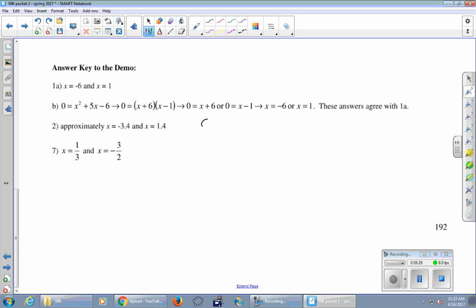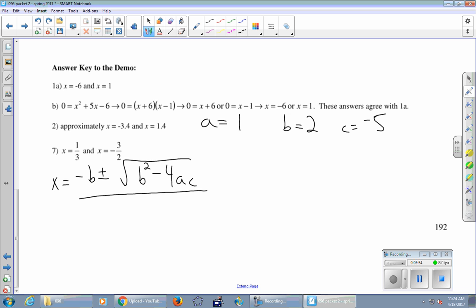Okay, so I will recopy and ask you to recopy. We said A was 1, B was 2, and C was negative 5. Can somebody just verify those are the right numbers from the previous problem? Okay, and now we're going to write, because we don't have it on this page, the formula. So x equals negative b plus or minus, copy it just like I am, square root of b squared minus 4ac, all divided by 2a. So write that whole thing. That's our quadratic formula.